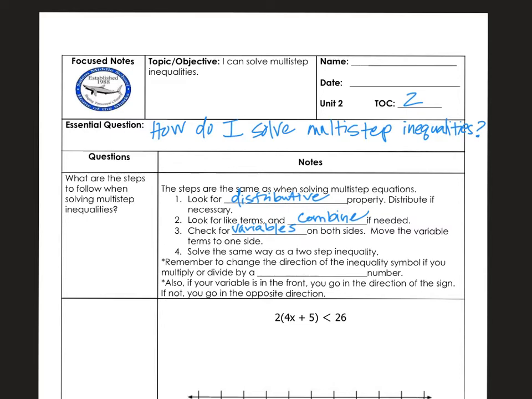Remember to change the direction of the inequality symbol if you multiply or divide by a negative number. Also, if your variable is in the front, you go in the direction of the sign. If not, then you go in the opposite direction, and I'll talk about that in a problem below.